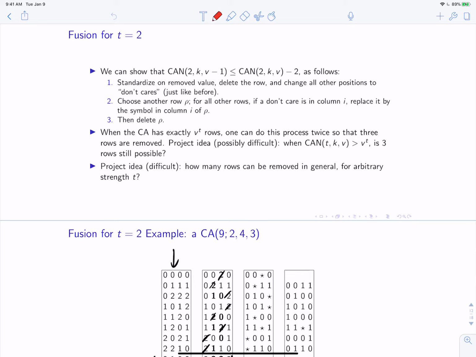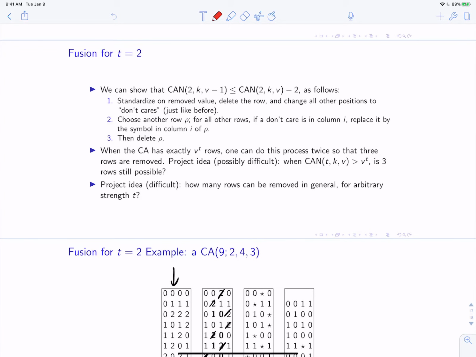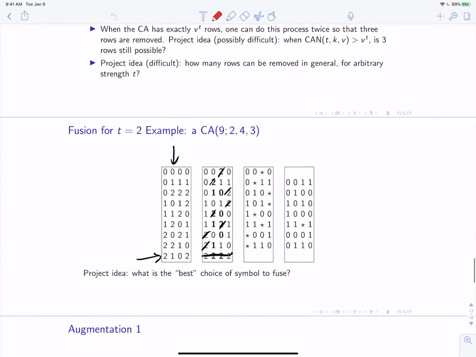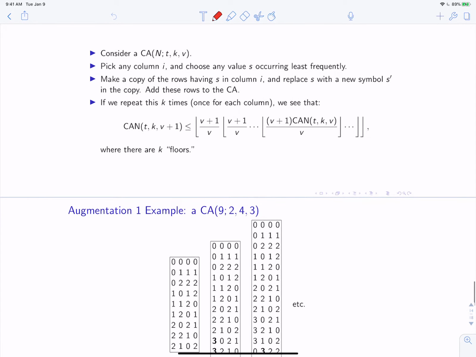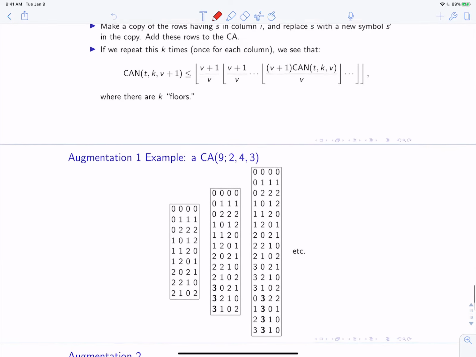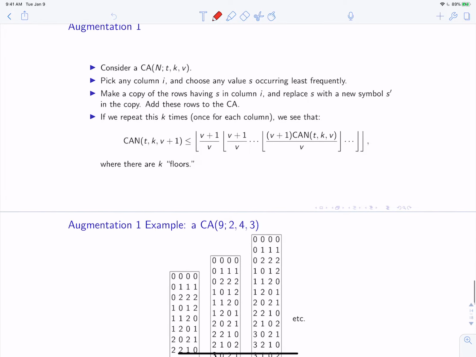There's several improvements that you can do for strength 2, and one of the project ideas is, can we do better than just removing one row for strength 3 and up? For strength 2, we can remove 2 rows. But for strength 3 and up, we don't know if we can actually do better. So are there cases that we can actually do better? That might be something that's worth exploring. There are some other operations here that I'm not going to go into. It may be useful for our projects. This is more of a reference than anything else.